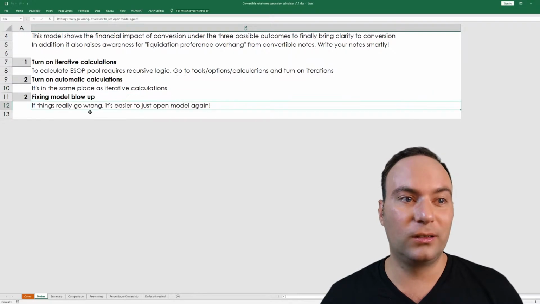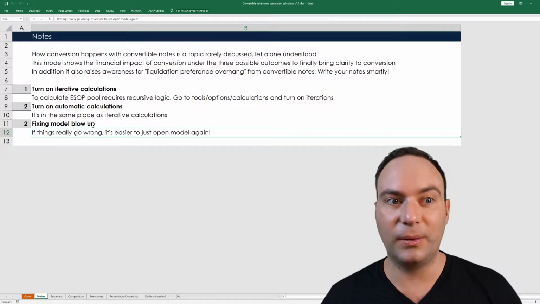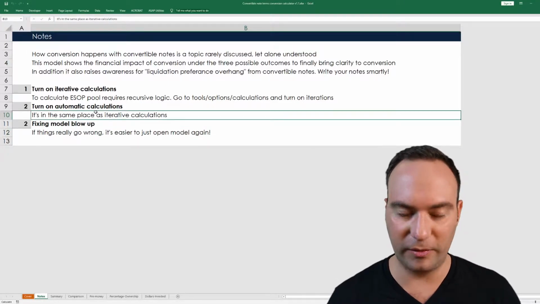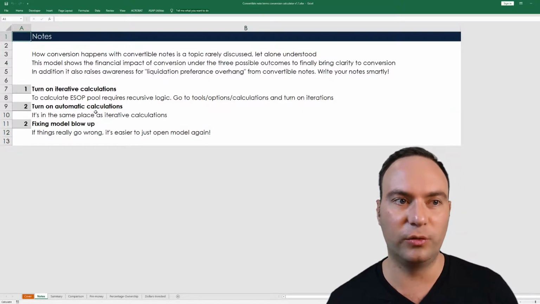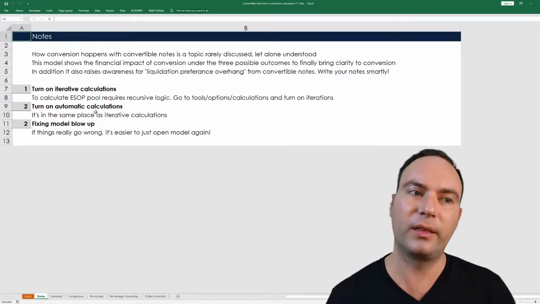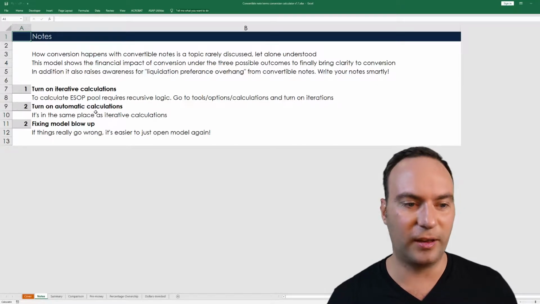Finally, if things go wrong and things blow up effectively, it's easier just to close the model and open it up again. So just don't save the model, or save a new version of this model so you can always open up a clean one, okay? Because if you do some silly things, sometimes it can blow up, but just FYI.